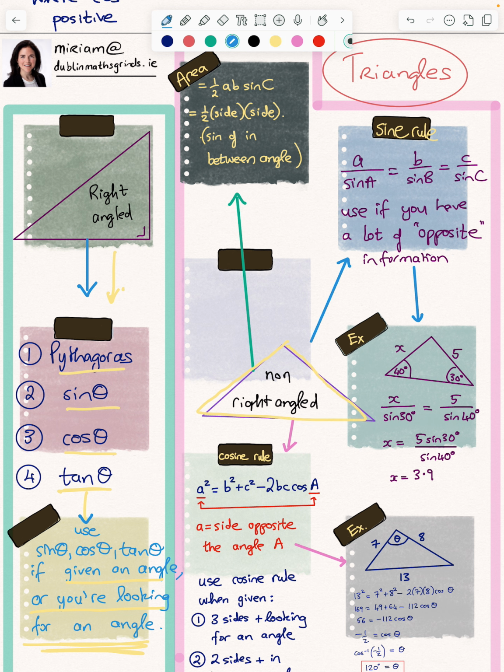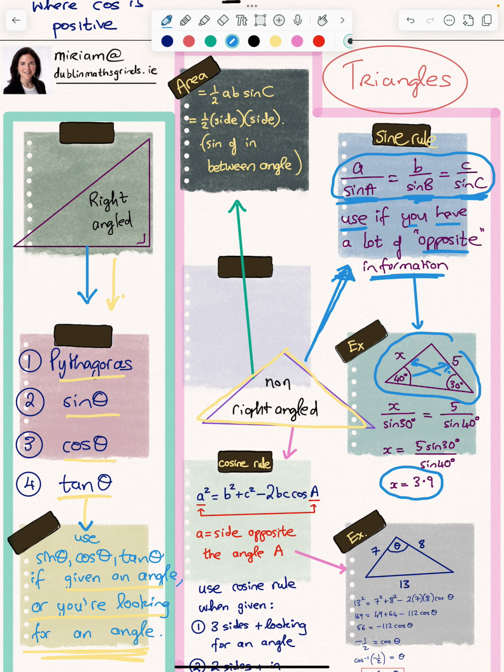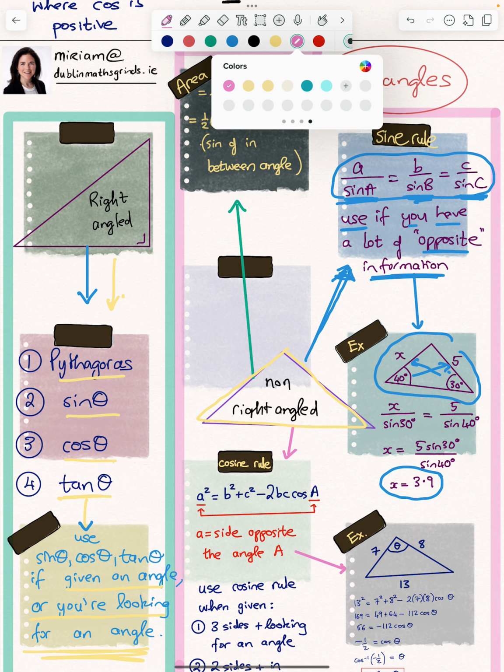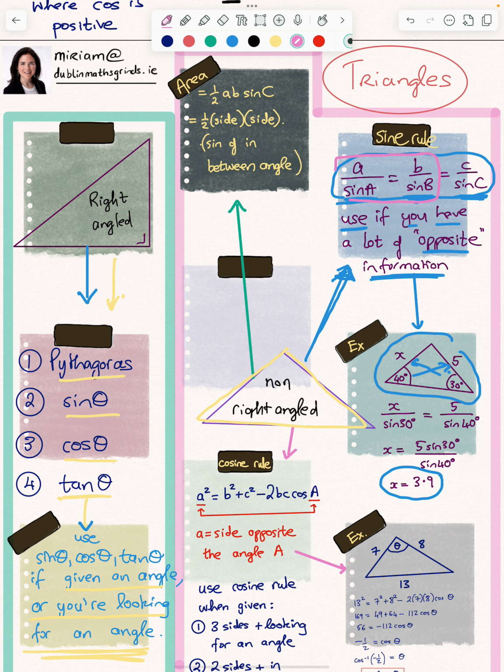We have the blue arrow coming out here, which is the sine rule. The sine rule is on page 16 of your log tables, but what's not there is when you use it. Use it if you have a lot of opposite information. You can see with the sine rule, you have a over sine A, b over sine B, etc. So here in this example, lots of opposite information is given to us. One piece is unknown, the x, so you use the sine rule to solve for x. Also with the sine rule, you only ever use two of those at once. You never set up the three equalities.